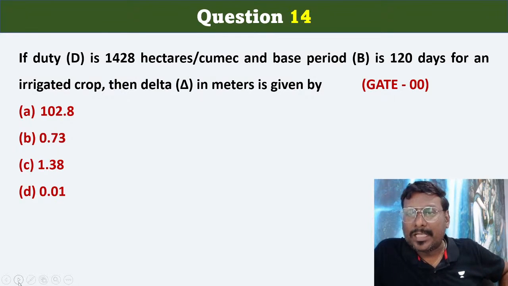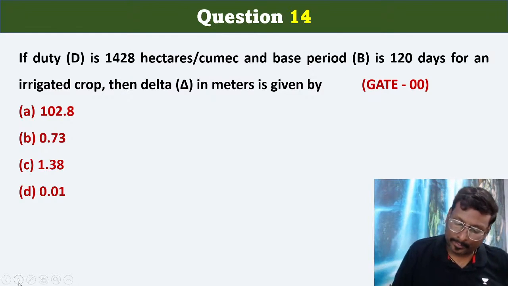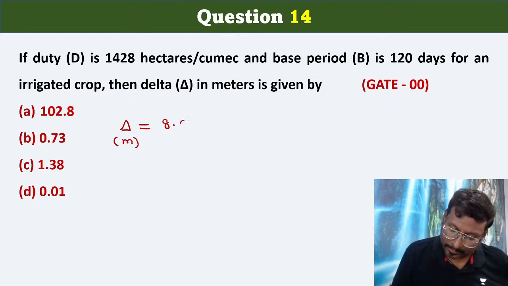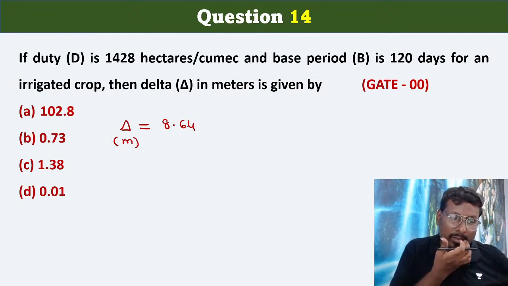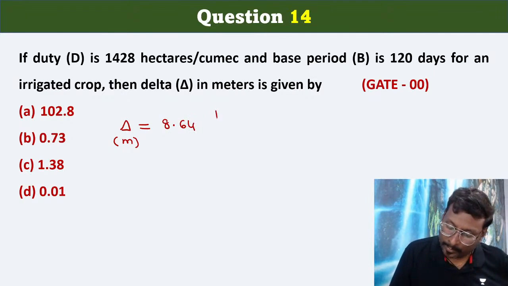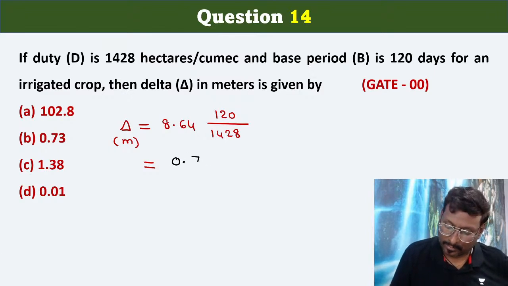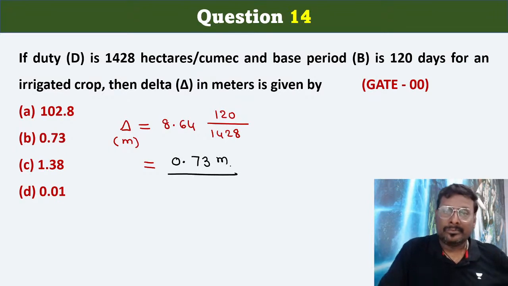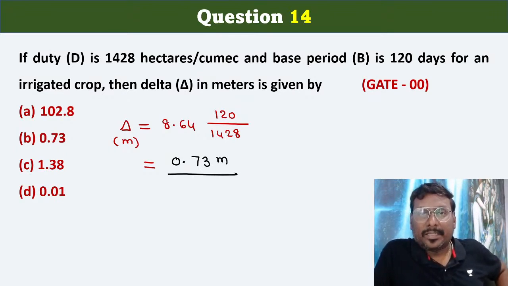Duty 1428, base period 120. Delta. What is delta? Delta in meters. 8.64 B by D. That is .73 meter.